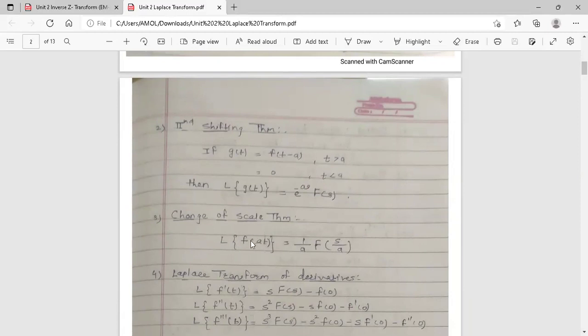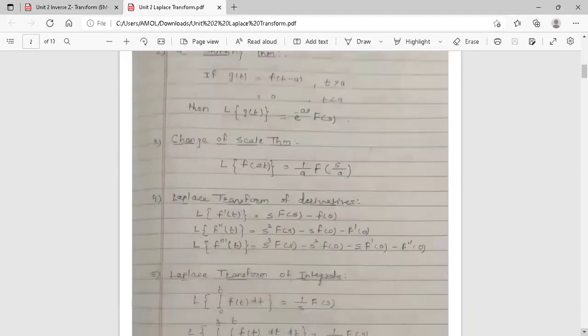And after finding Laplace transform of f of t, you find Laplace transform of f of at by using change of scale property. So 1 upon a into f of s by a means in f of s, you just replace s by s upon a and multiply that f of s by a term 1 by a. That will be the Laplace transform of f of at.